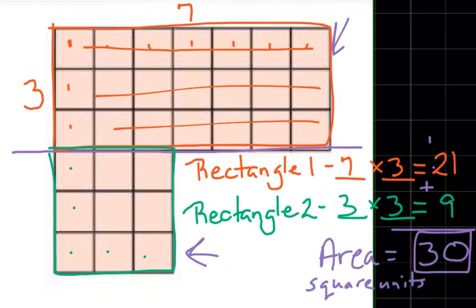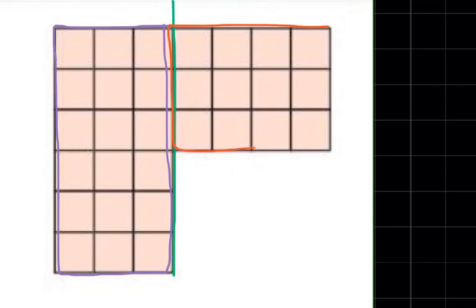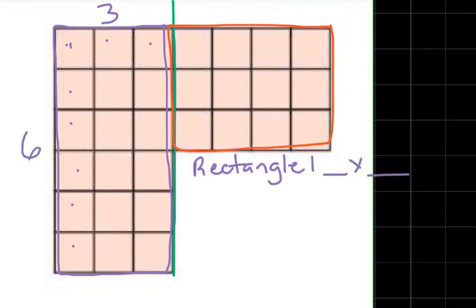All right, there's one other way we could do it. We could have separated it vertically. So we would do it right at this point. So this would give us a smaller rectangle here and another one over here. We're going to figure this out one more time. For the one on the left, we have 1, 2, 3. The length is 1, 2, 3, 4, 5, 6. So rectangle 1 would be 6 times 3.